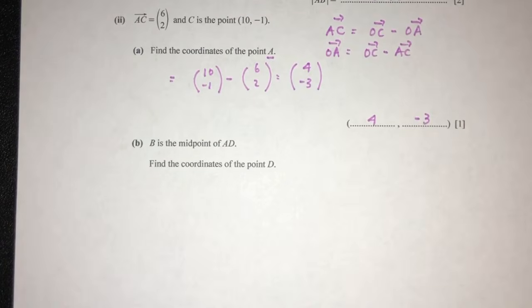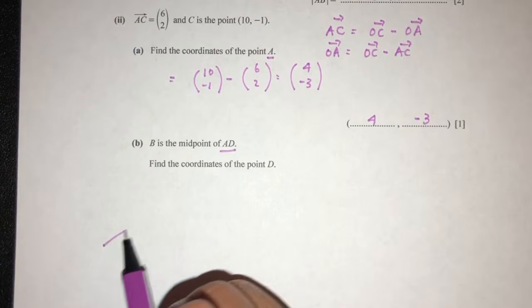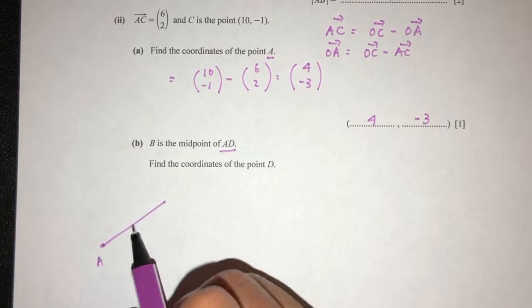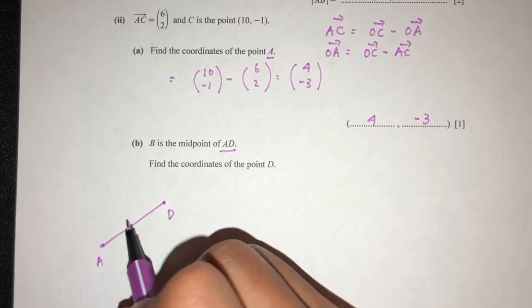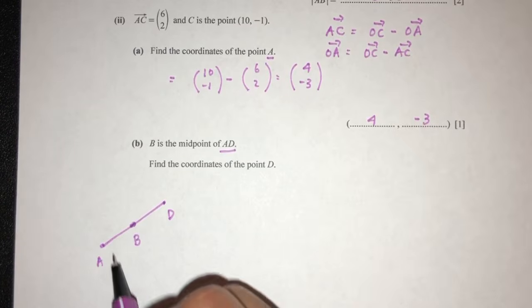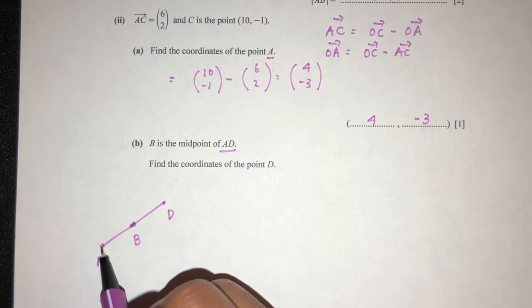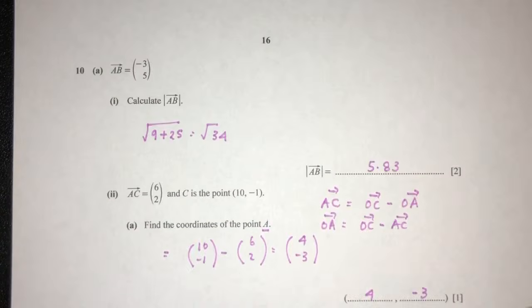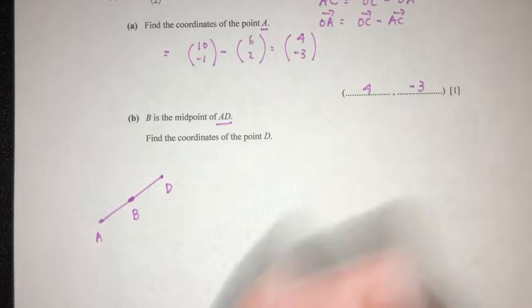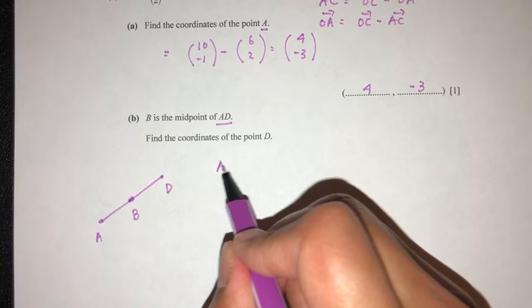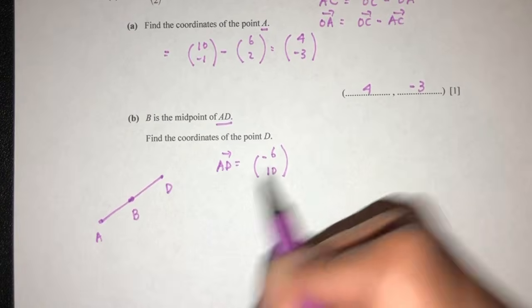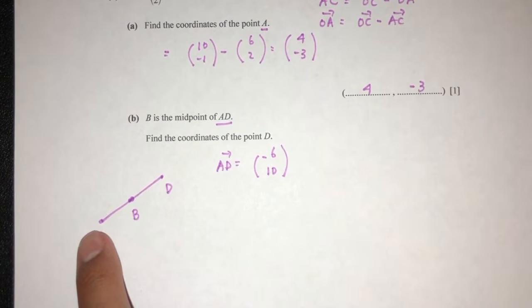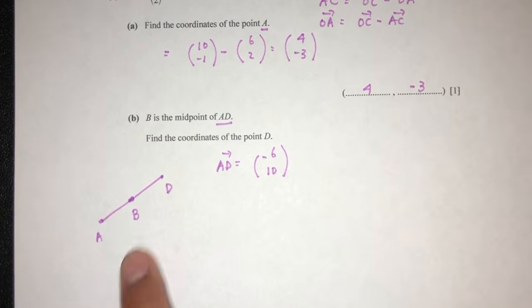Now for part B, B is the midpoint of AD. For example, you have A, B, D right here. So we know B is the midpoint. So we know AB is given to you. AB is (-3, 5), as you can see here, which means AD will be what? 2 times that, which will be (-6, 10). Because AB is (-3, 5), obviously 2 times, because B is the midpoint, AD will be this.